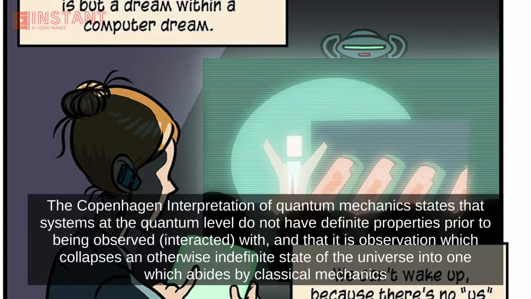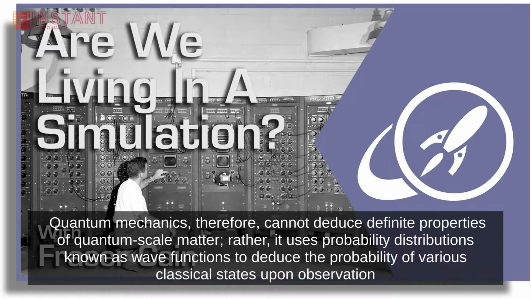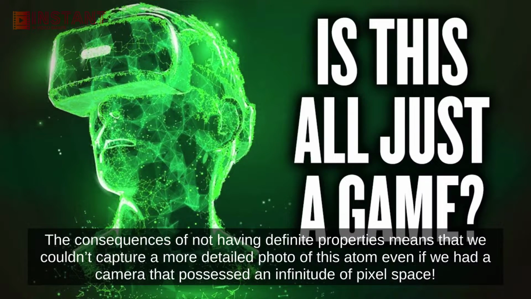The Copenhagen interpretation of quantum mechanics states that systems at the quantum level do not have definite properties prior to being observed or interacted with, and that it is observation which collapses an otherwise indefinite state of the universe into one which abides by classical mechanics. Quantum mechanics, therefore, cannot deduce definite properties of quantum scale matter. Rather, it uses probability distributions, known as wave functions, to deduce the probability of various classical states upon observation.